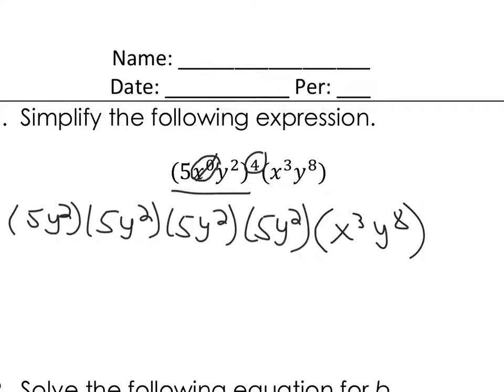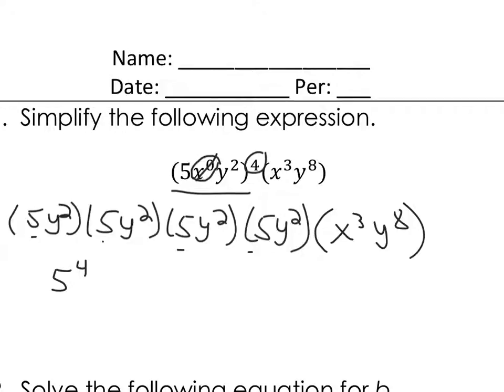The very first thing you want to take care of is the coefficients, or the big numbers that are attached to the variables. The only one I see here is a 5. So we want to count how many 5s we have: 1, 2, 3, 4. Because we have 4 all multiplying together, that is going to be 5 to the 4th power.